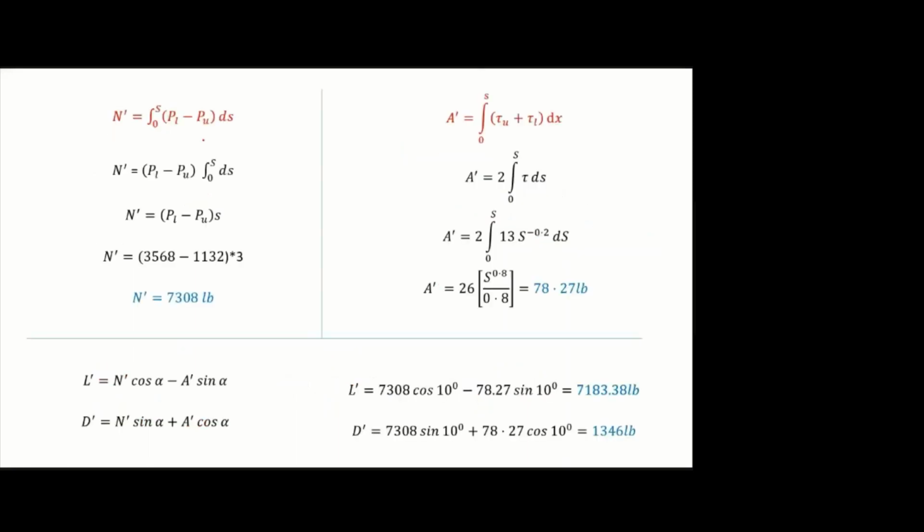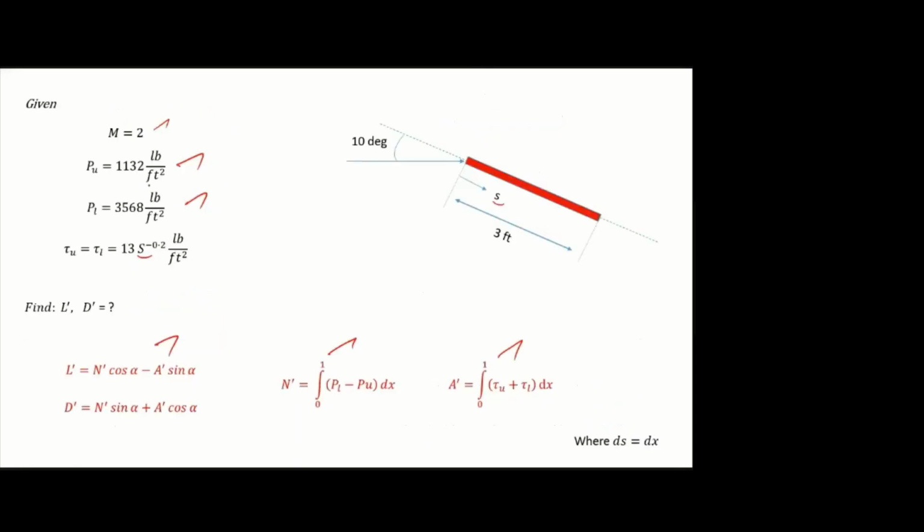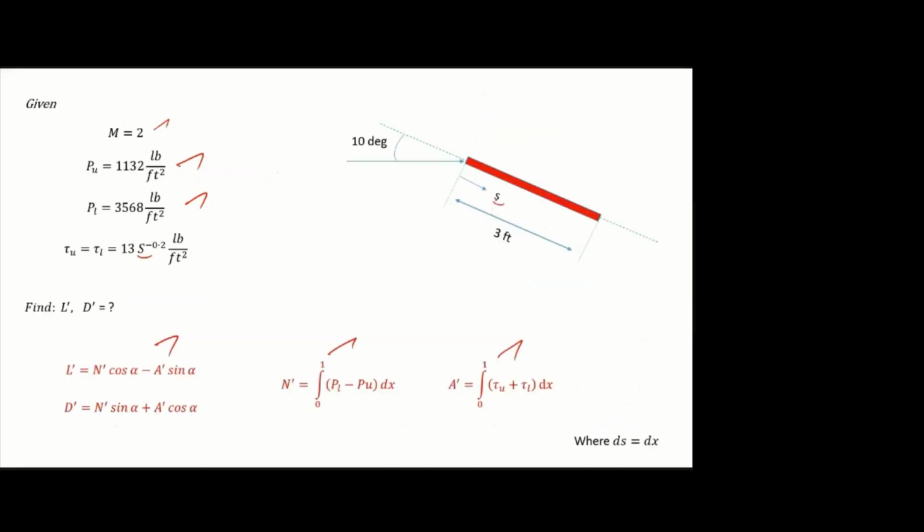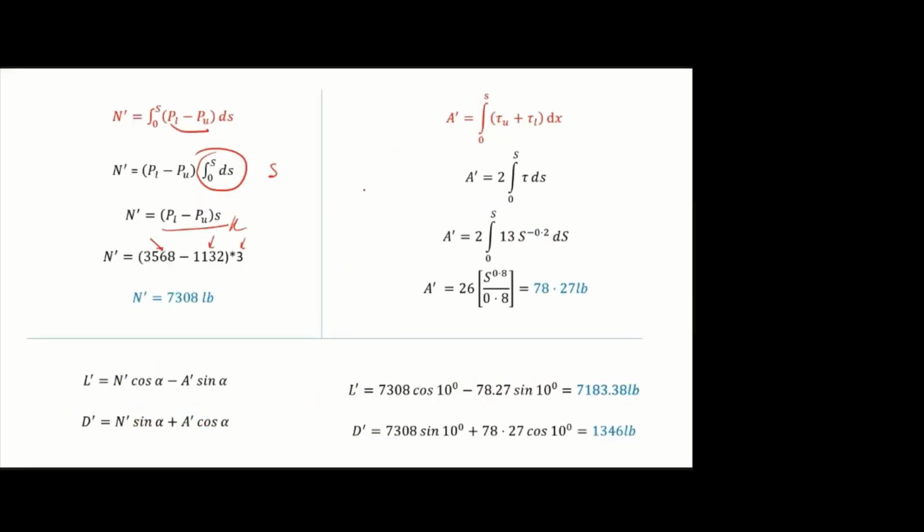So first, if you take the pressure, both terms are constant. PL is 1132 lb per feet square, and PU is 3 phase 6 side. This constant term, if you take it outside, and integrate the remaining term, you'll get only S. And this is our final formula. Substitute the P value directly, then the S value. The length is given as 3 feet. So finally we are getting N dash in terms of lb, pound force, instead of Newton.